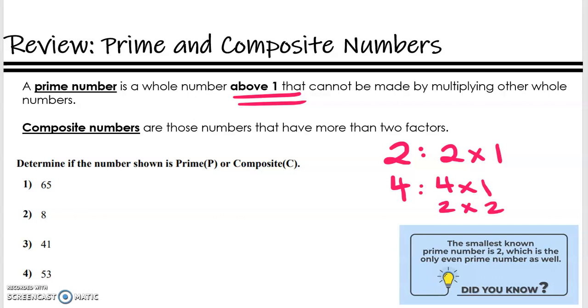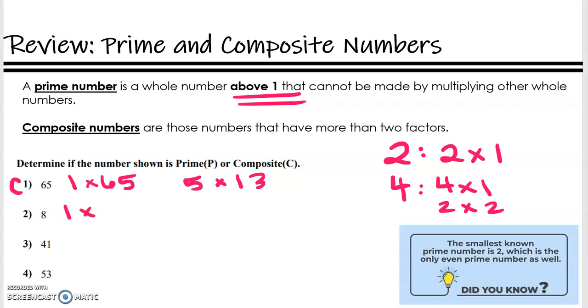So if we look at 65, okay, I know that 65 can be 1 times 65, but it's also a multiple of 5. And you can kind of figure that out if you want, but you can also just know that because it ends in a 5, it's going to be in the 5 family. It's 5 times 13. And there may be more factors than that. I don't think there are, but the only thing that matters is it has more than 2 factors. So 65, I'm going to put a C. It is composite.